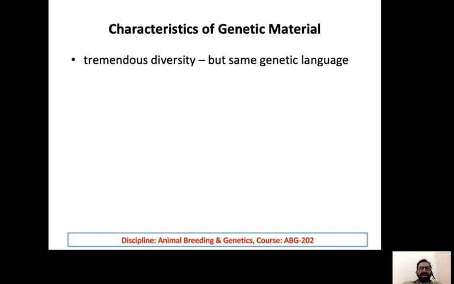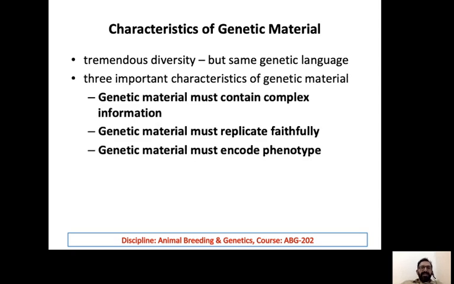For anything that is to be genetic material, there must be some specific features that should make it unique to become a genetic material. It must be highly diversified, should have tremendous diversity, but the language should be same. It should be written in same or only one language. So three important characteristics for anything to become genetic material.